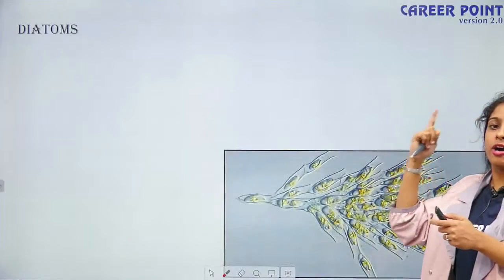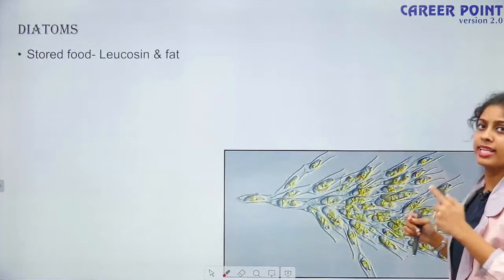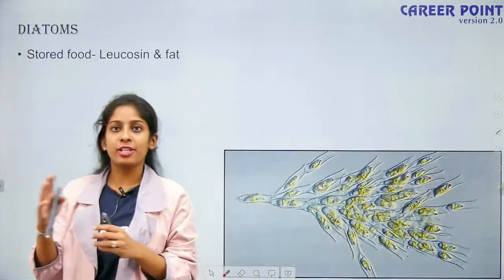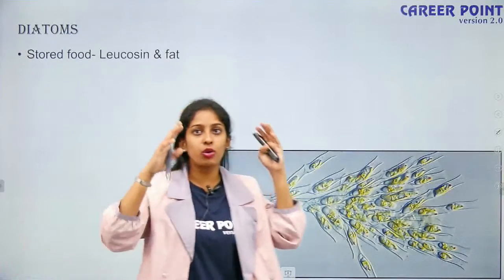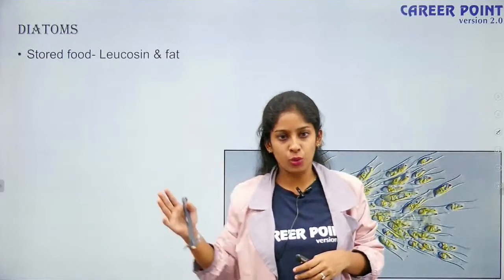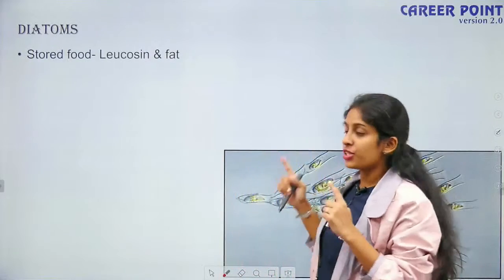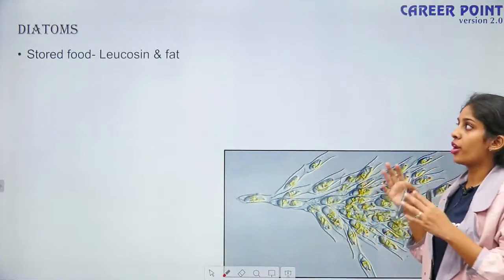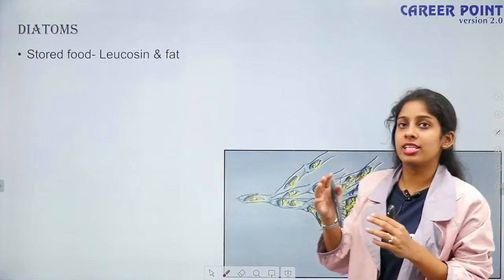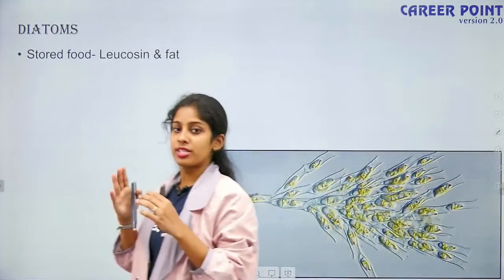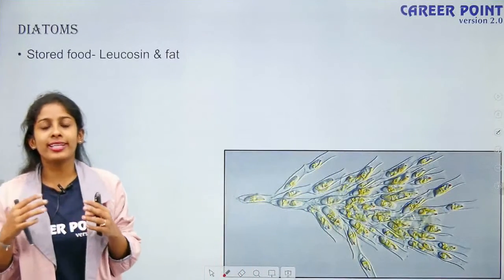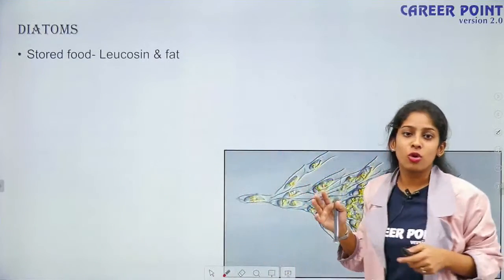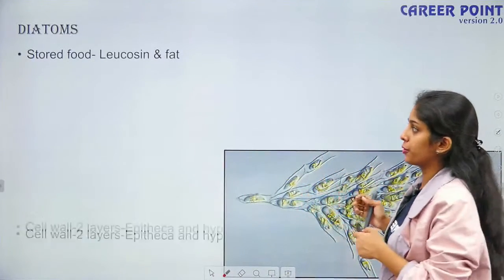Talking more about diatoms, their stored food is important, because one of your NEET questions is a match the following, which has the members of the protists along with their stored food. In that case, you need to remember that the stored food here is leucosin and fat. What is leucosin? Leucosin is nothing but a polymer of carbohydrate. It is a linear polymer, so you can call it a variant of carbohydrate. That is leucosin, and it is also fat. That is the stored food.